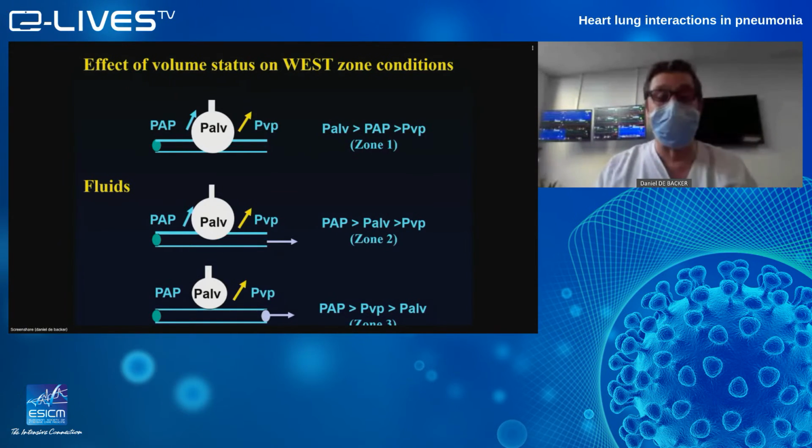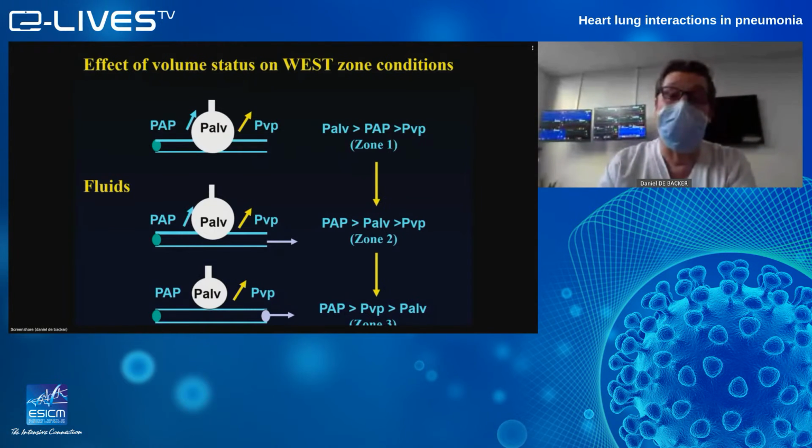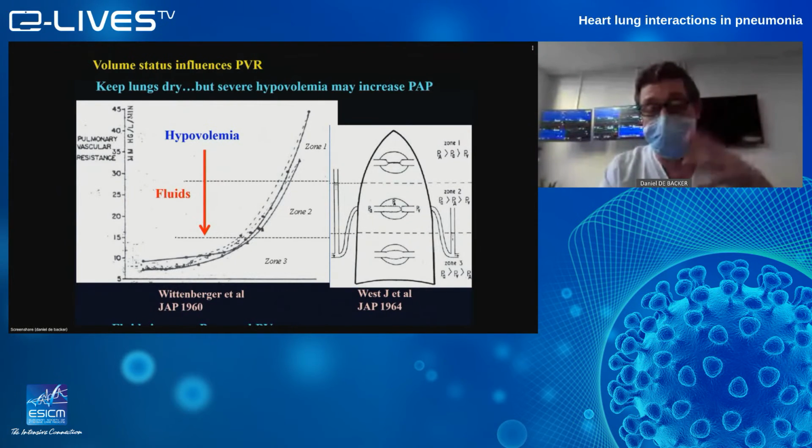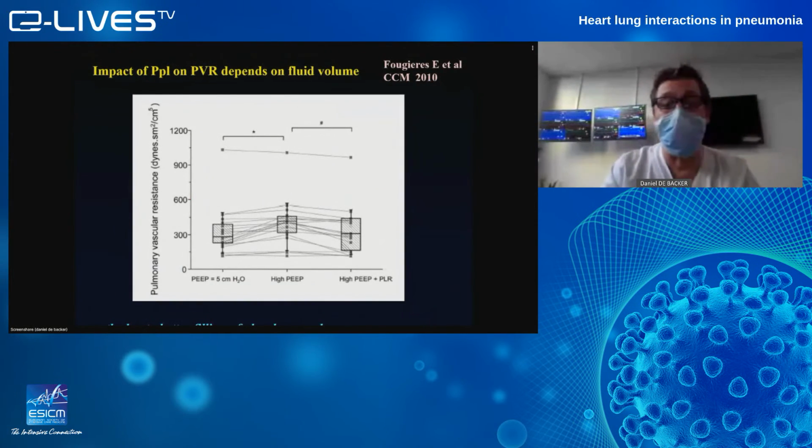So by increasing this, we will decrease the vascular resistance by decreasing zone 1, transforming zone 1 into zone 2, and transforming zone 2 into zone 3. So the net result will be that by giving fluids, we may decrease the vascular resistance into the heart. You might say this is just perhaps conceptual, but it's not really conceptual.